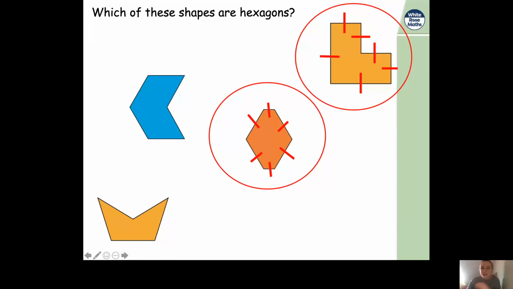Okay, Yeti, so we were looking for shapes that were hexagons, weren't we? So we were looking for shapes that had 6 sides, and we've already found 2, but let's have a look at the other 2. So let's start with the blue shape. Will you count the sides with me?